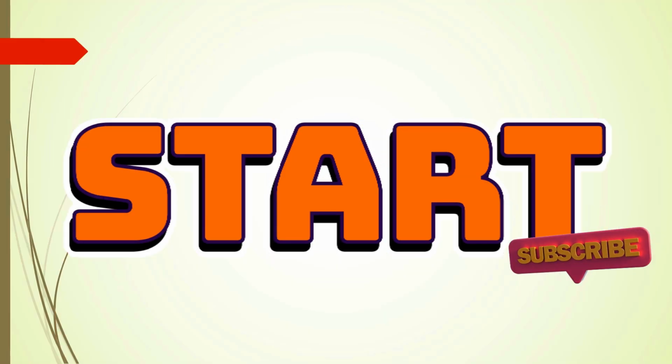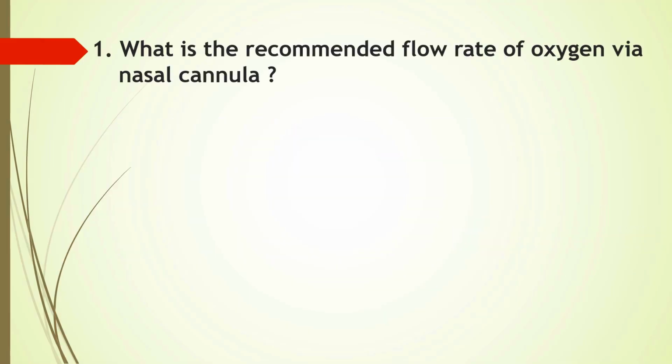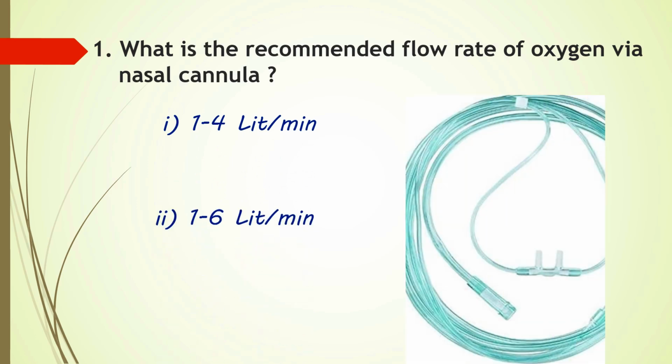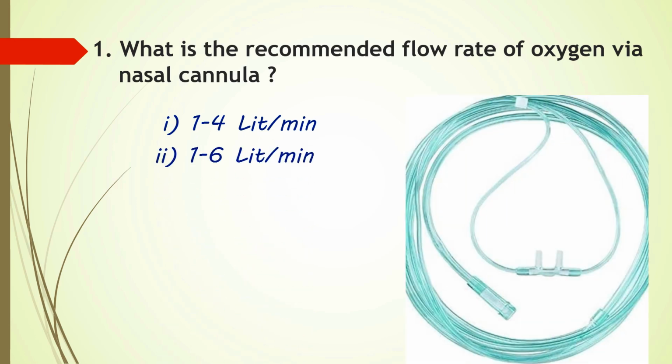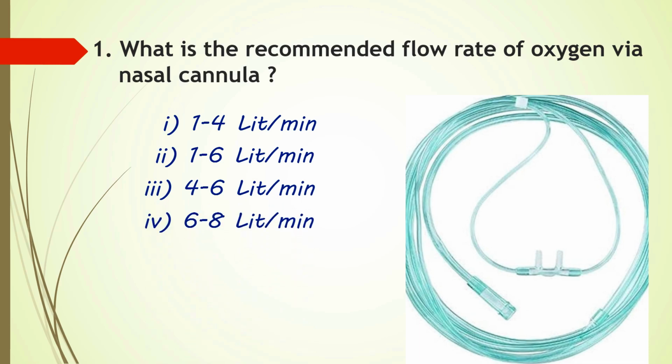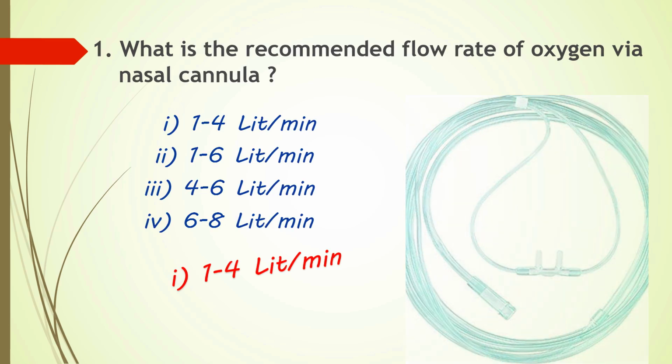Let's get started. Question number 1. What is the recommended flow rate of oxygen via nasal cannula? Options are: 1 to 4 liter per minute, option 2 1 to 8 liter per minute, option 3 4 to 6 liter per minute, or option 4 6 to 8 liter per minute. A standard nasal cannula is considered a low flow device, so it typically delivers oxygen at 1 to 6 liter per minute. So here option 1 is the correct answer.